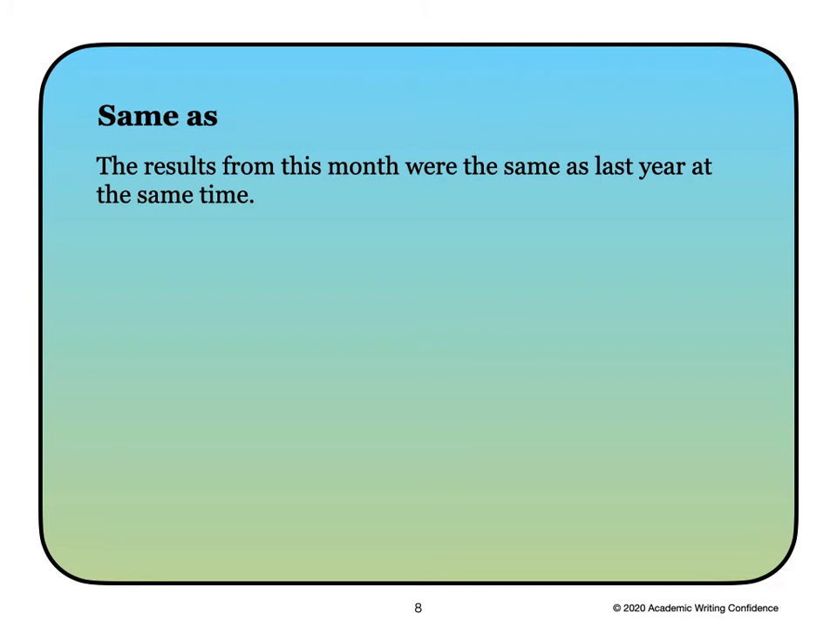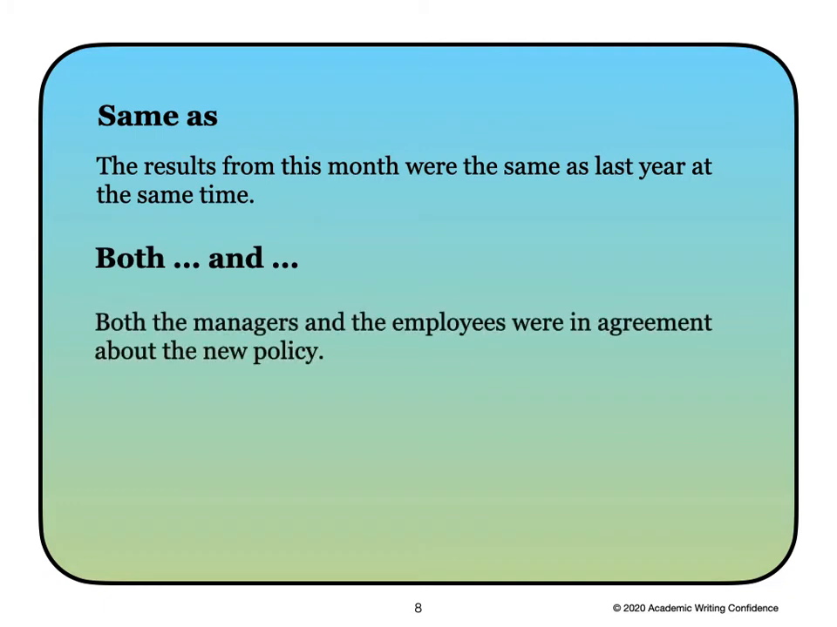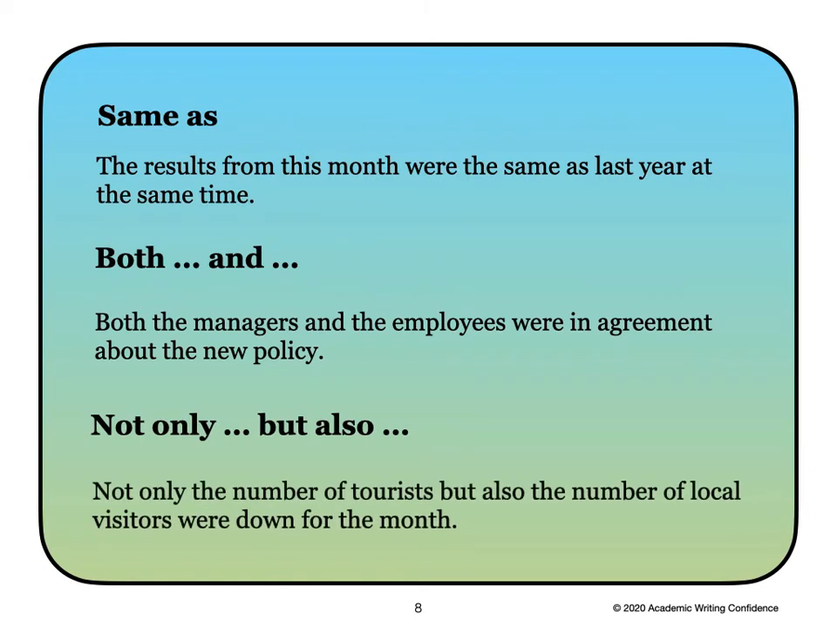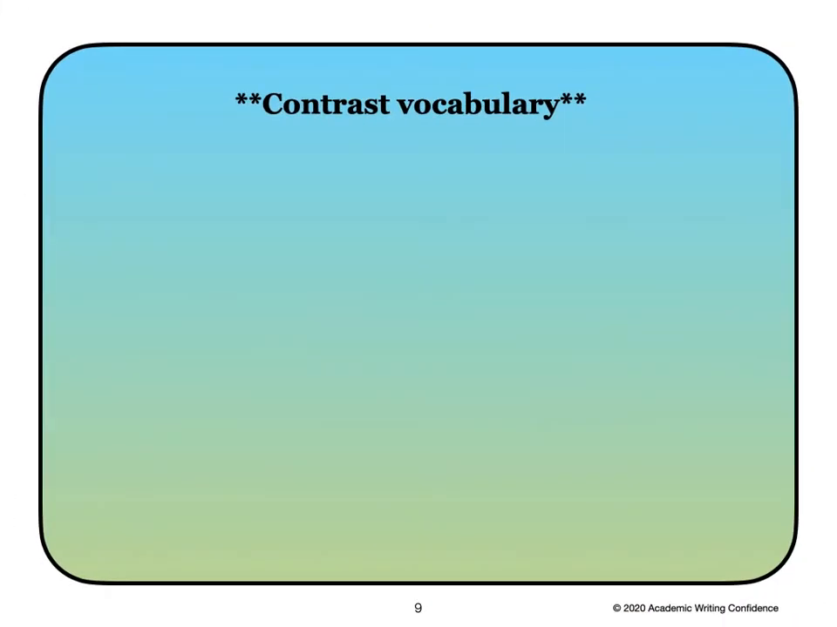You can also use these phrases to compare things. Both and. Both the managers and the employees were in agreement about the new policy. Not only, but also. Not only the number of tourists, but also the number of local visitors were down for the month. Now let's look at some contrast vocabulary.